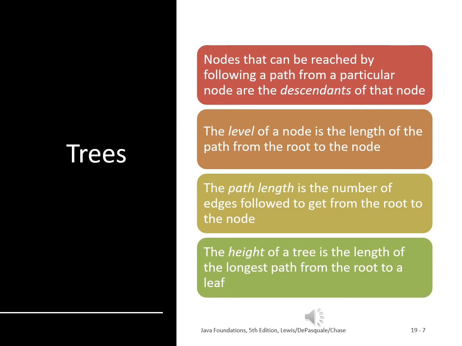Nodes that we can reach by following a path from a particular node above it are descendants of that node. And the level of a node is the length of the path from the root to that particular node. This is really important to understand, and we'll go over this graphically. The path length is the number of edges followed to get from the root to the node. And the height of a tree is the length of the longest path from the root to a leaf. And remember, a leaf is a node with no children.